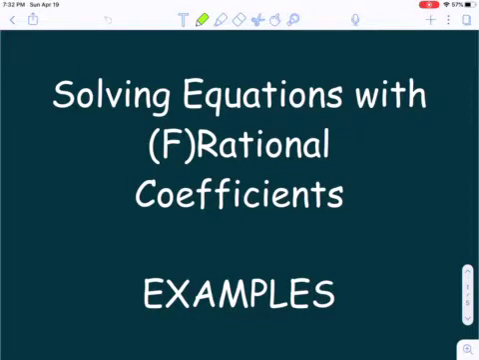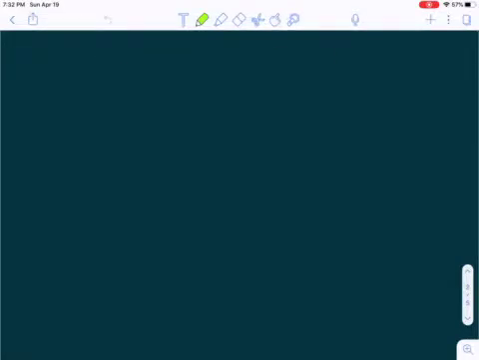Hey everybody, now we're going to look at some examples of solving equations with fractional coefficients. All right, so let's take a look and see what some good examples might be. So this first one we have here is 1/5 x is equal to 12.